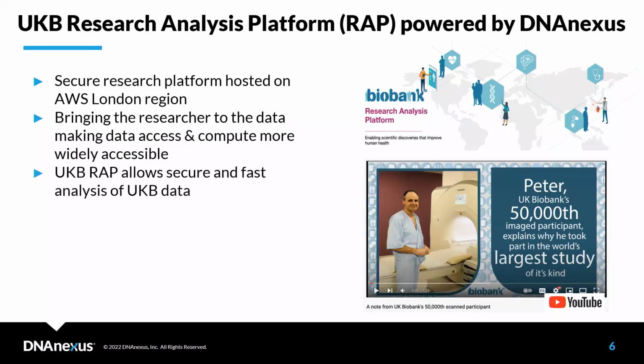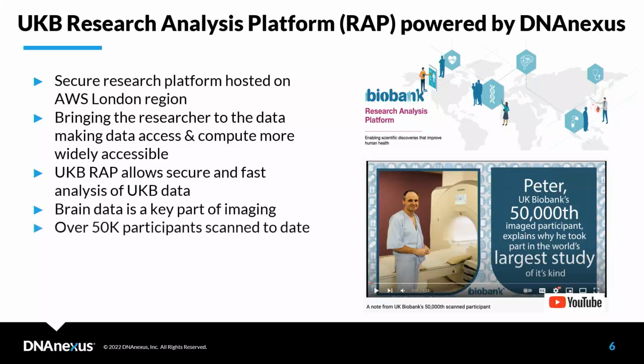UKB RAP, the UK Biobank Research Analysis Platform, allows secure and fast analysis of UKB data. So that's one of the options for how you can access UKB data. And importantly, again for us, it has a lot of brain imaging data, in various modalities. If you want to know more about all the protocols, processing pipelines, data file formats, and documentation, it should be available publicly, so you should be able to find it. Brain data is a key part of imaging, with over 50K participants scanned to date. Again, I'm referring back to the presentation by Professor Carla Miller yesterday. The presentation was about how to scan 100K, so this is progressing in time.